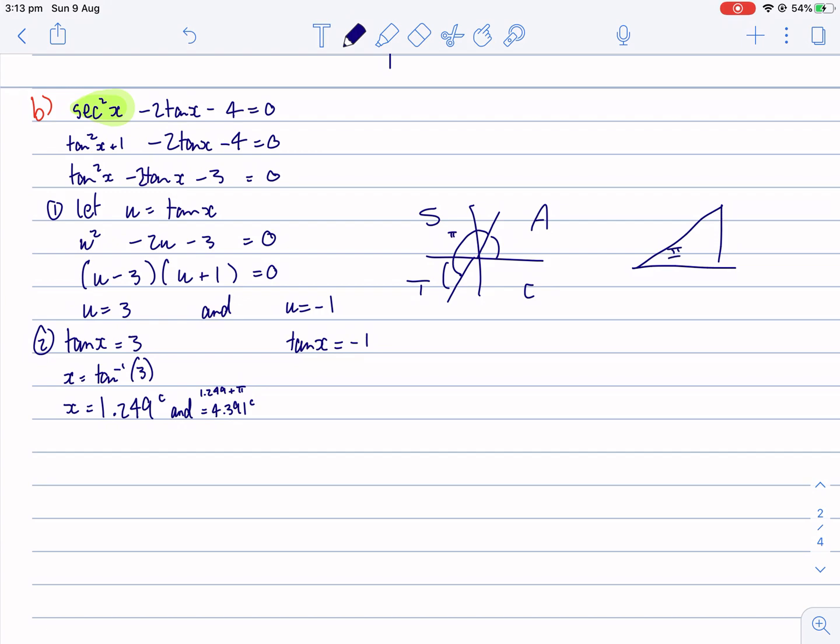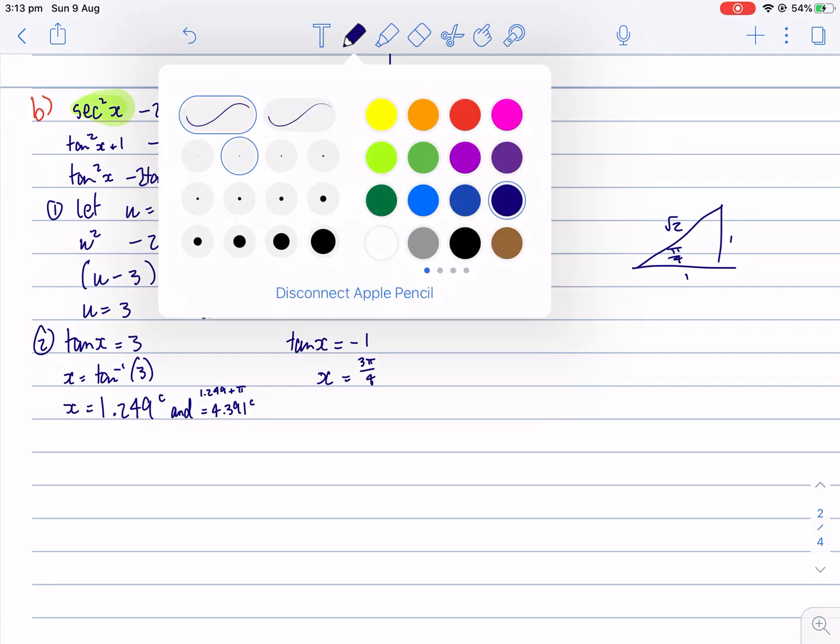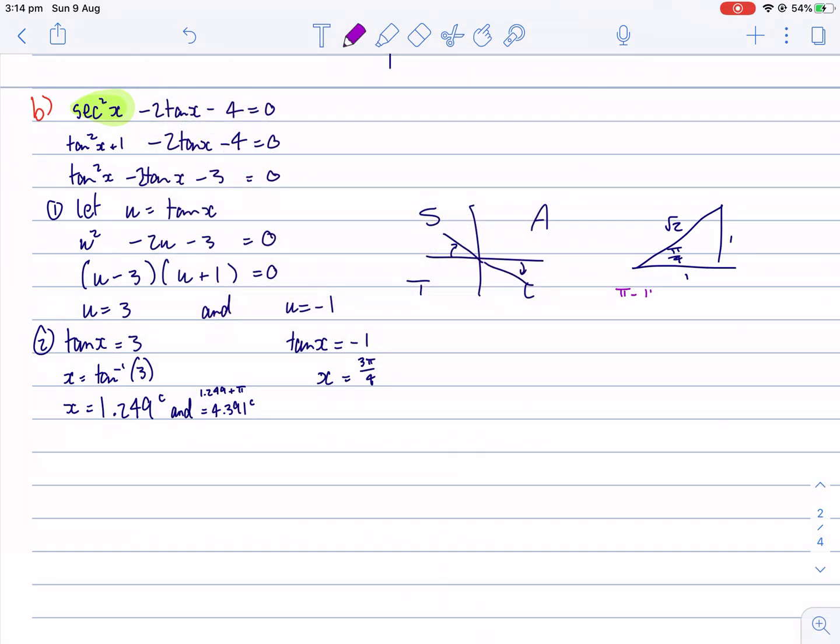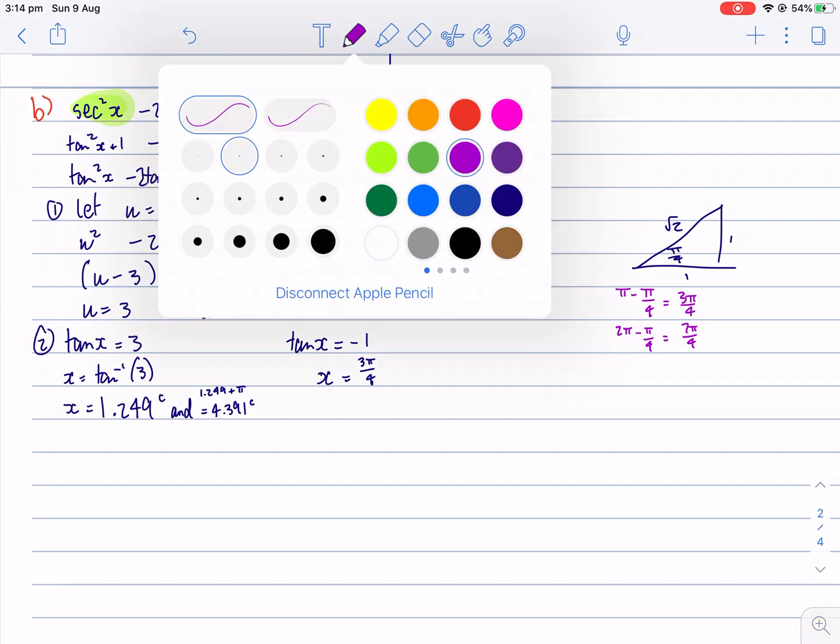For tan x equals minus 1, this is a special one. This is 45 degrees, which is pi on 4. So for it to be negative, we want to instead be here. So pi on 4 back that way, so that's 3 pi on 4. And we want to be this way, so we had the 3 pi on 4 came from pi take pi on 4. If we're doing 2 pi take pi on 4, that's 7 pi on 4.